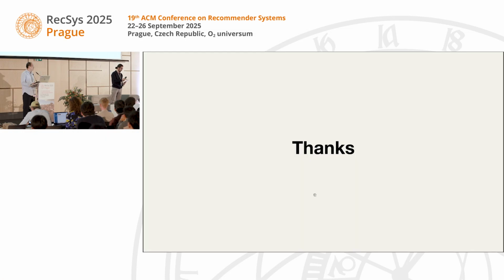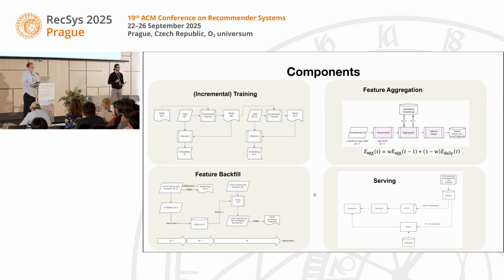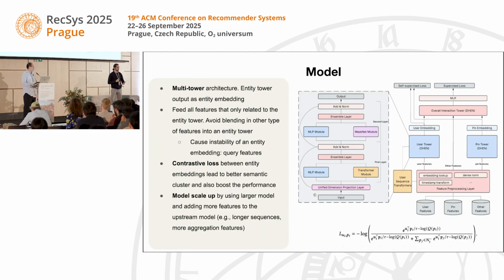Hi, thanks for the talk. I have a question on, are you using the user and pin embeddings directly, or using the final layer embeddings? Because then I'm assuming you'll have a combination of user and pin embeddings. That seems like a high cardinality. So I'm just wondering what you're actually using in the downstream task here.